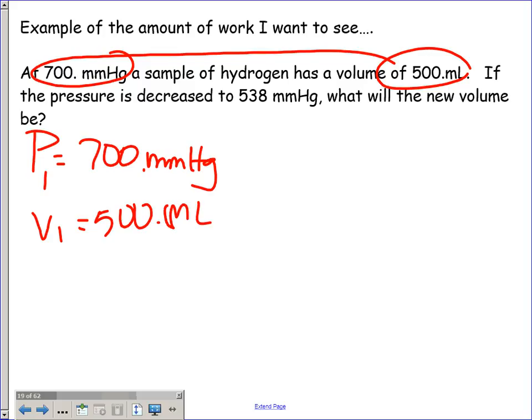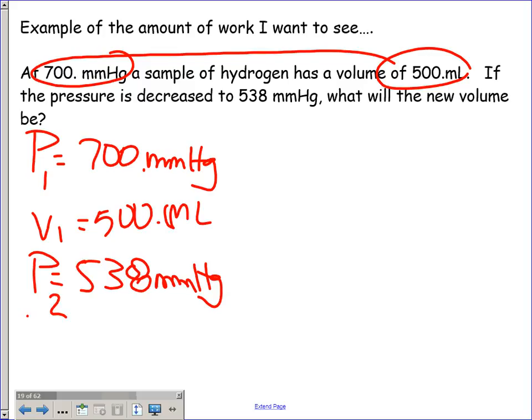Okay, then it's like, okay, scenario change. If the pressure is decreased, so I see another pressure at 538 millimeters of mercury. If the pressure is decreased, what will the new volume be? What is my question asking? Volume at this pressure, which I'm going to call volume 2. Right, so this is P2, this is V2.